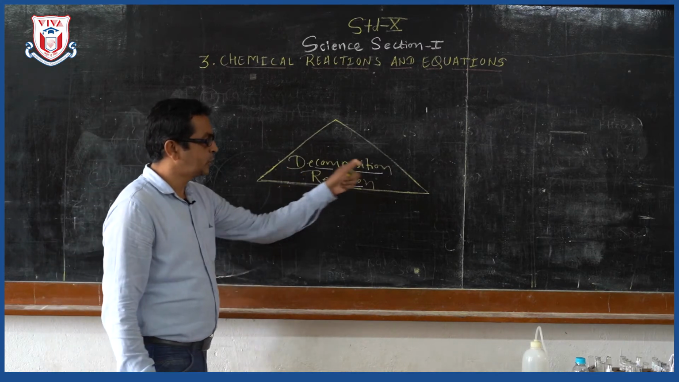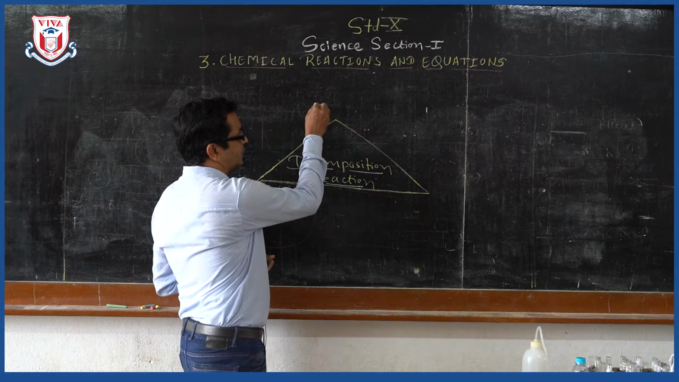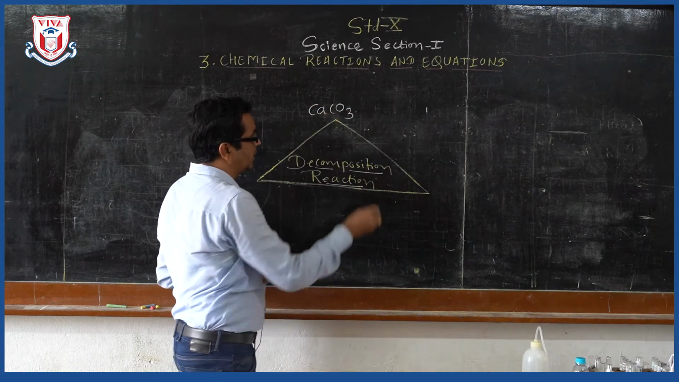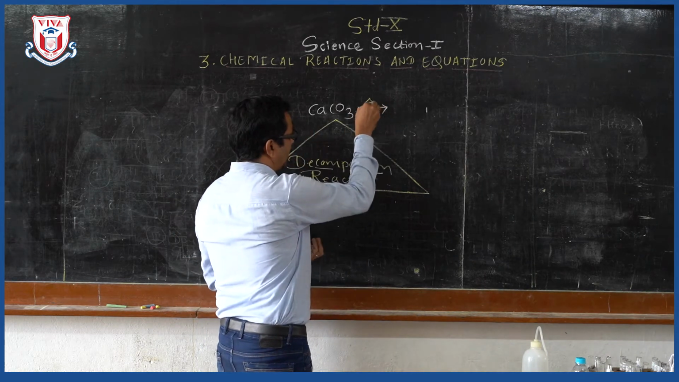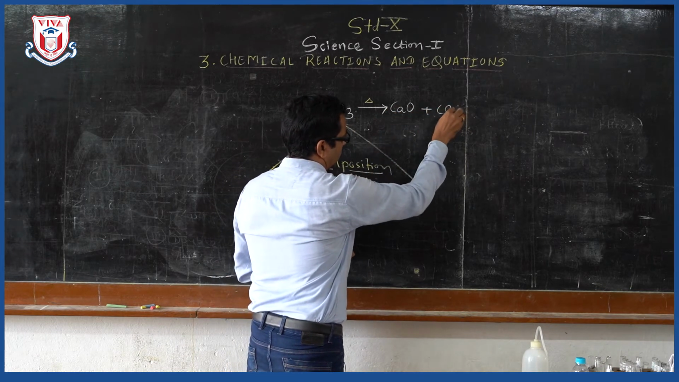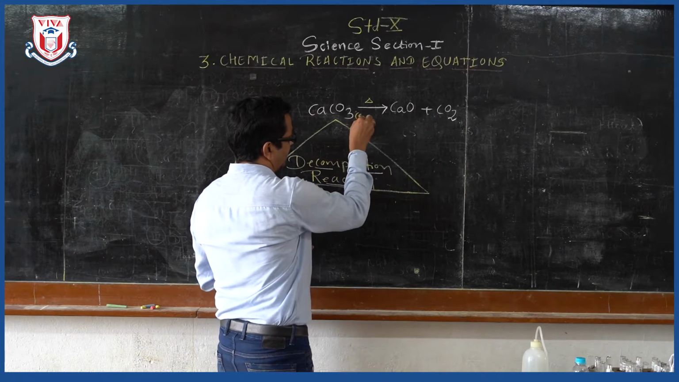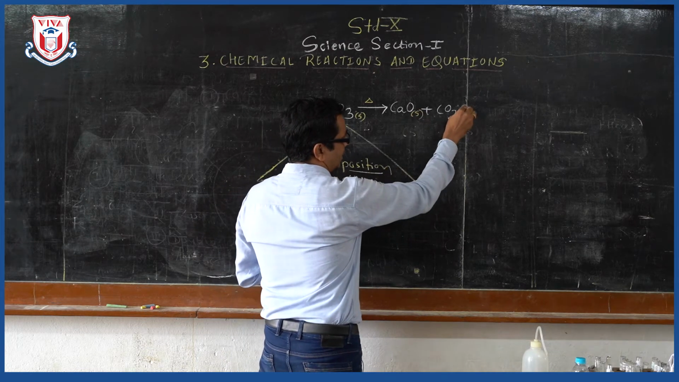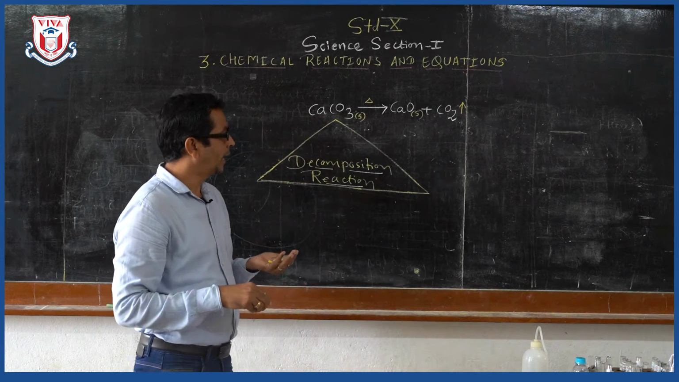Okay, we have seen decomposition reaction. In decomposition reaction, I gave the example of calcium carbonate, that is CaCO3. When you heat it, you will get CaO plus CO2. Calcium carbonate is in solid state, calcium oxide is in solid state, and carbon dioxide gas is evolved, so we will show an upward arrow.